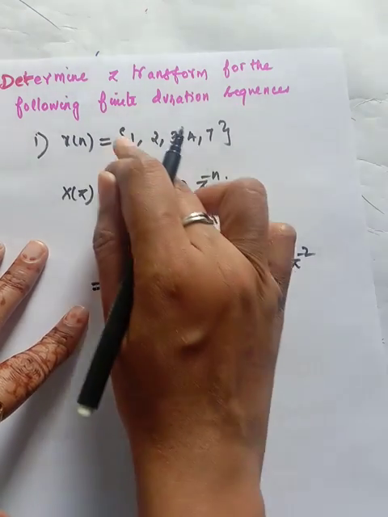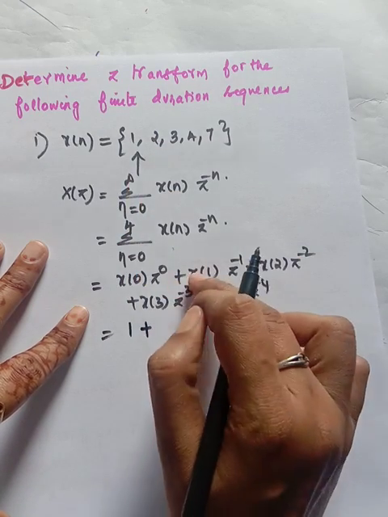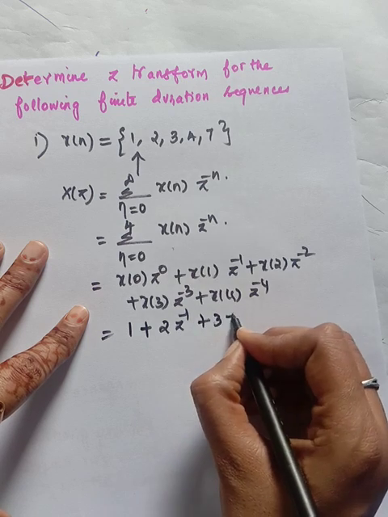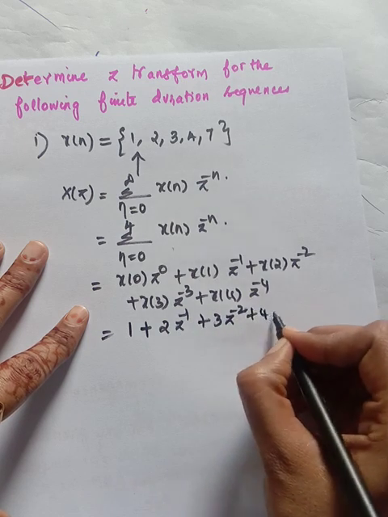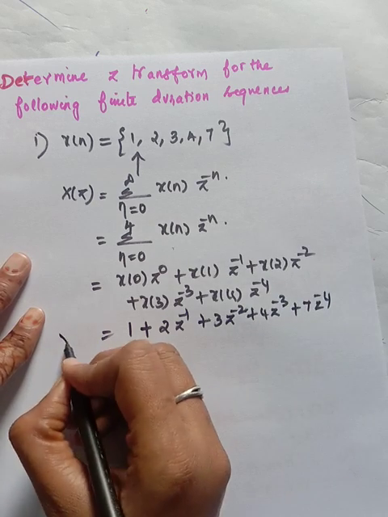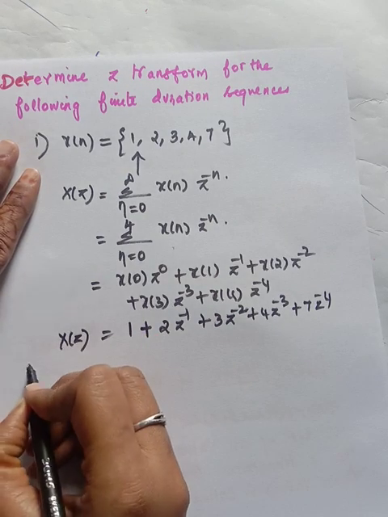Now substitute the sequence here. x of 0 is 1, z power 0 is 1, x of 1 is 2, z power minus 1, plus 3 z power minus 2, plus 4 z power minus 3, plus 7 z power minus 4. Now this is the Z transform for the given sequence. Next we will see the next problem.